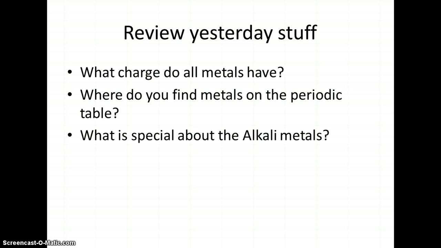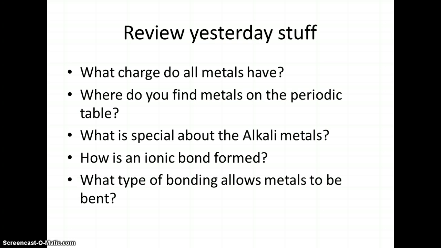So these differences: they're very soft and very reactive and do not occur in nature in their elemental form. How is an ionic bond formed? Ionic bonds are formed when the electrons are given away to another element. And lastly, what type of bonding allows metals to be bent? The answer should be metallic bonding.